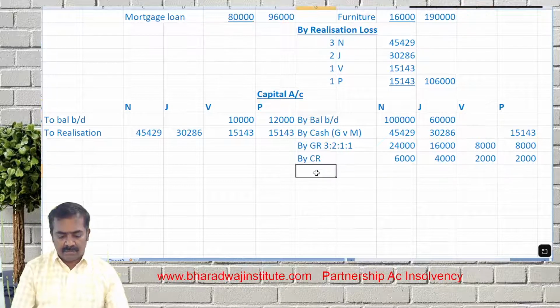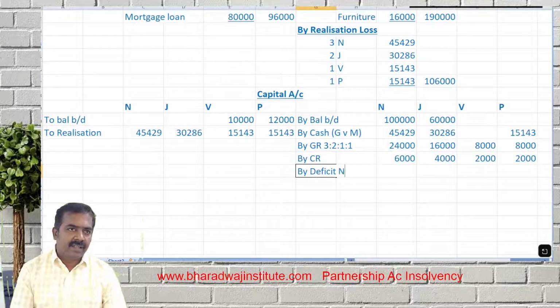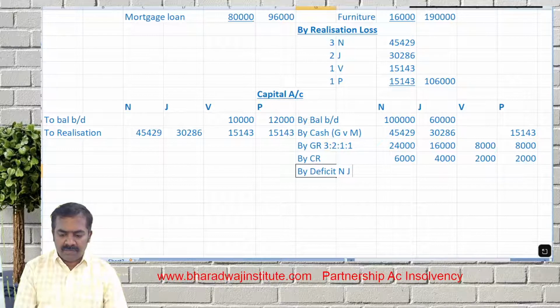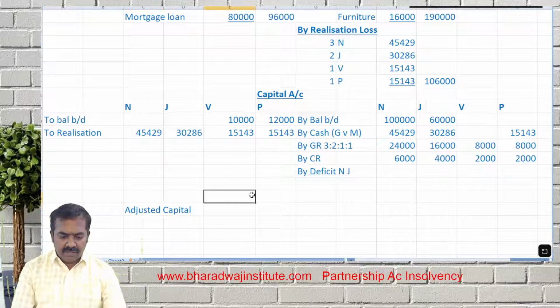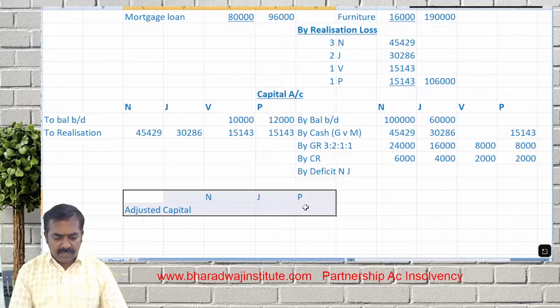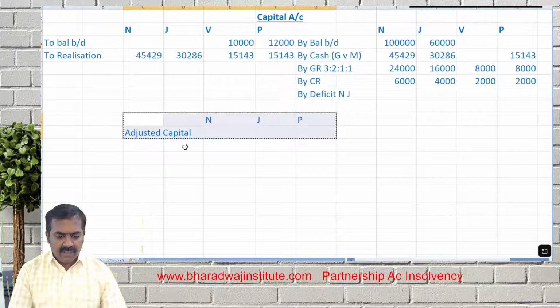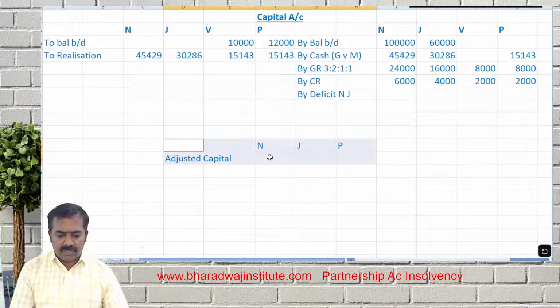Who's insolvent? V. By deficit, nothing is realized. Deficit to be borne by N and J. What about P? Will P share the loss? Work out the adjusted capital of N, J, P. Because after adjustment, if it is a credit balance, he has to bear the loss.